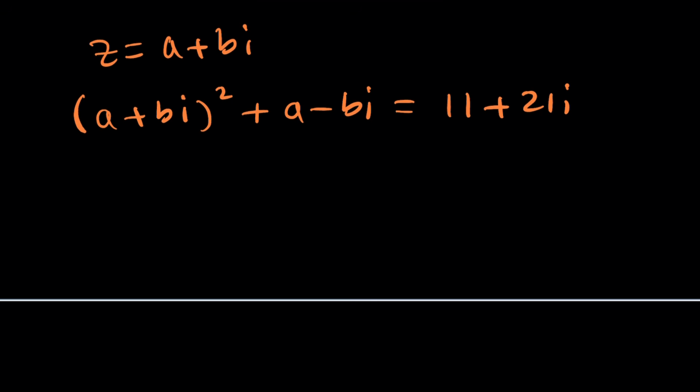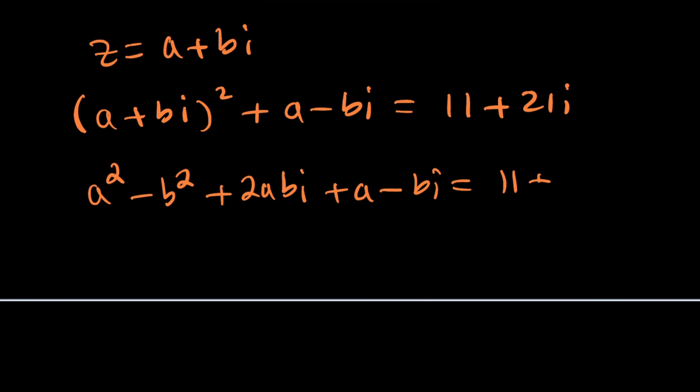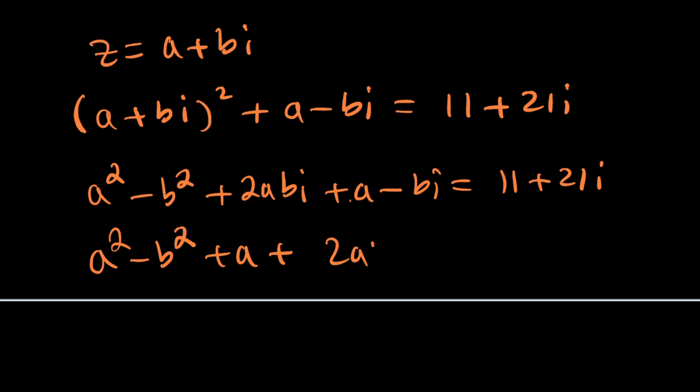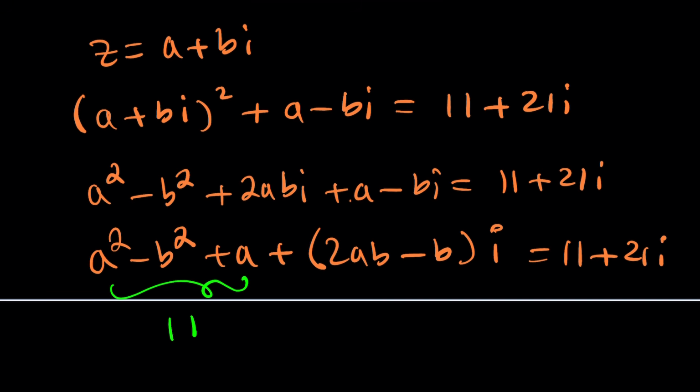Hopefully. When you square this, you're going to get a squared plus b squared i squared, and i squared is going to be minus b squared for the reasons we mentioned before, plus 2abi, plus a minus bi equals 11 plus 21i. Now, let's put all the real parts together, shall we? a squared minus b squared plus a, and then the imaginary part is 2ab minus b, times i. And that's equal to 11 plus 21i. Nice. Now this should equal 11 and this should equal 21.